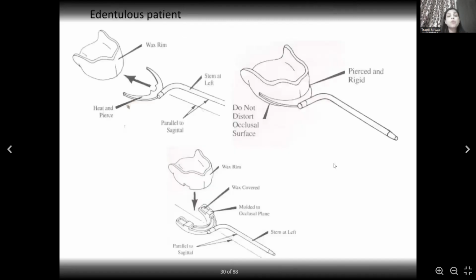We'll attach the bite fork to the maxillary occlusal rim 3 mm above the occlusal plane, like this, and it should be attached firmly. And this line we can see should coincide with the midline of the maxillary occlusal rim. It should be firm and rigid and should not distort the occlusal surface.